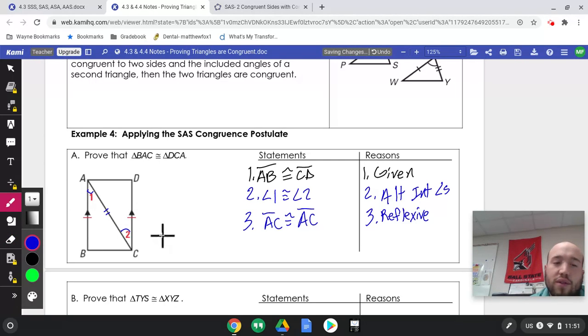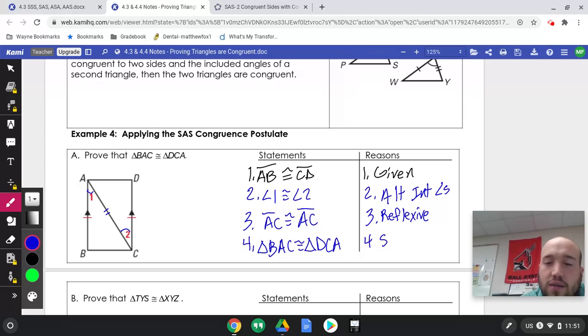Then the final thing, we can write the congruence statement because now we have a side, angle, side, over here. So SAS will prove that those are congruent. So triangle BAC is congruent to triangle DCA, and our reason: side, angle, side.